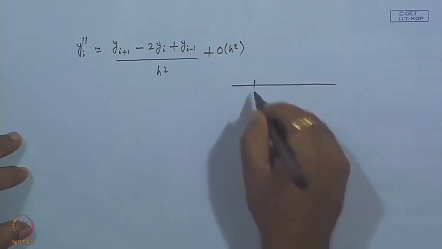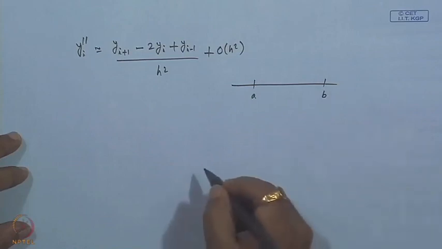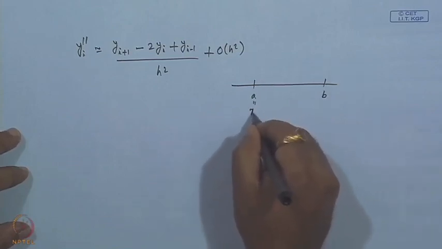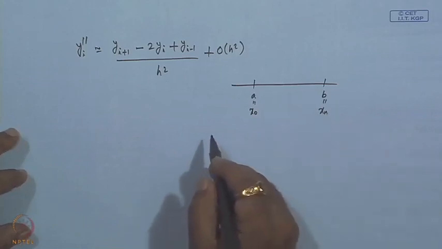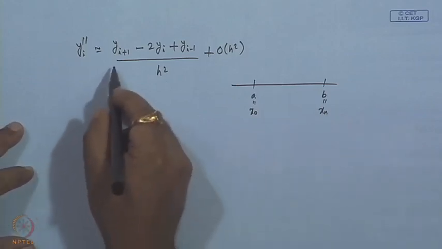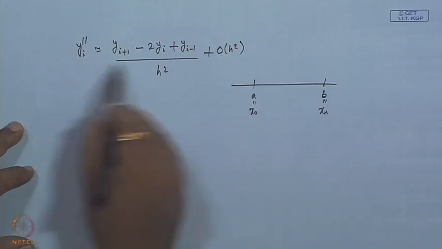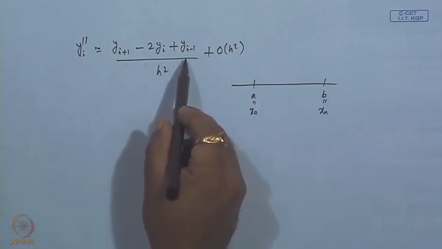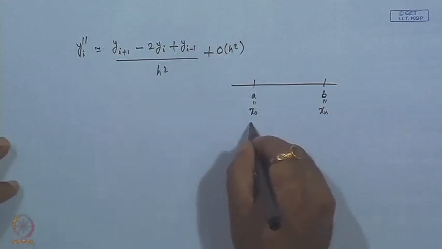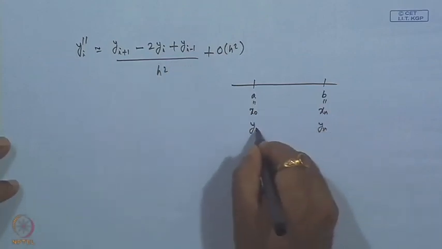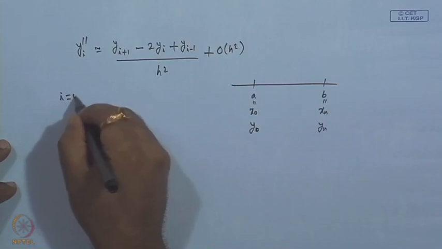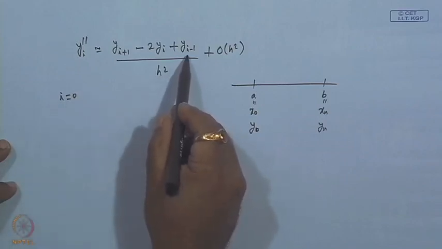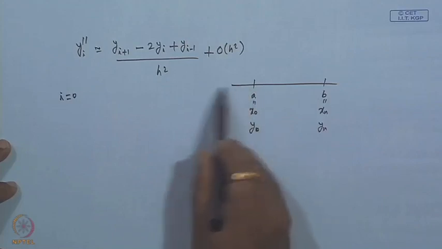If our domain is this, this is x 0, and this is x n. For example, if one would like to use this, we can use it. Correspondingly the data starts from y 0 and y n. If we use i equals 0, then we have y minus 1, which is beyond this domain.